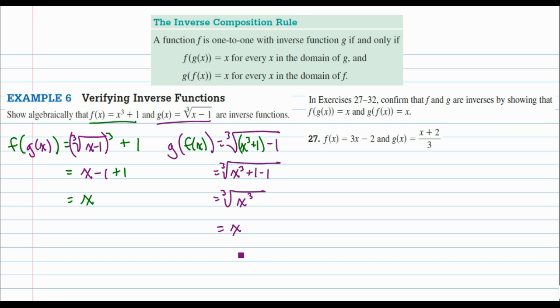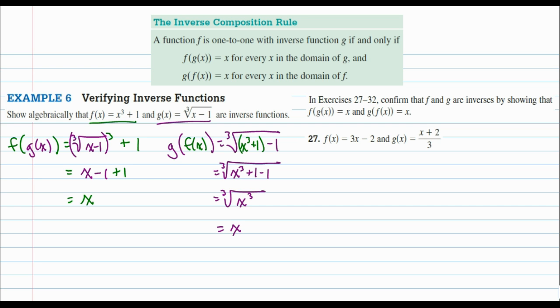So now I have systematically shown that f of g of x and g of f of x both simplify down to just x. When you're doing these verifications, please show every single step. I need to know that you have gone through this process and done all of the algebra correctly. I understand that you know it should simplify down to x, but you have to show me every single step.